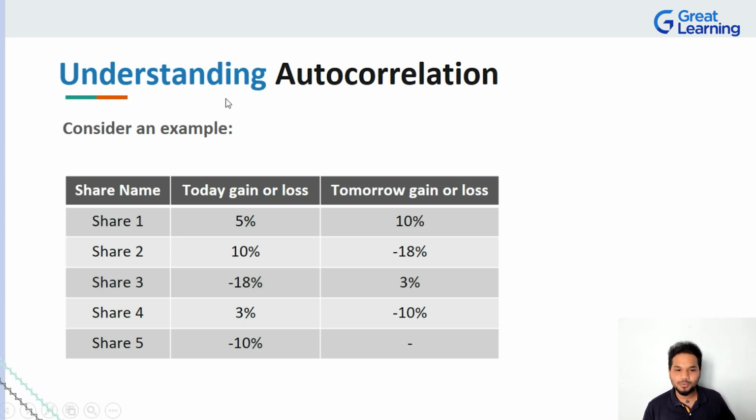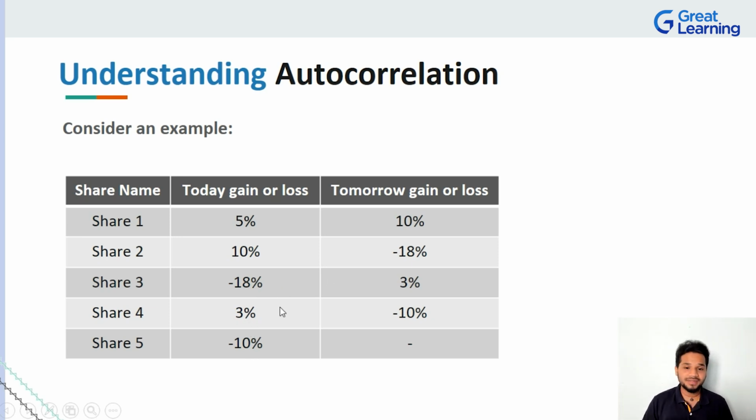Let's just say that there is one share which gained 5% from its previous value that it closed at yesterday evening in the market, and today it opened up and it is already seeing a 5% gain. There's another share which raised 10%. But we have share number 3, which decreased by 18% because maybe something happened in the news. And there is another share which has a 3% increase. There's another share, number 5, which has a 10% decrease.